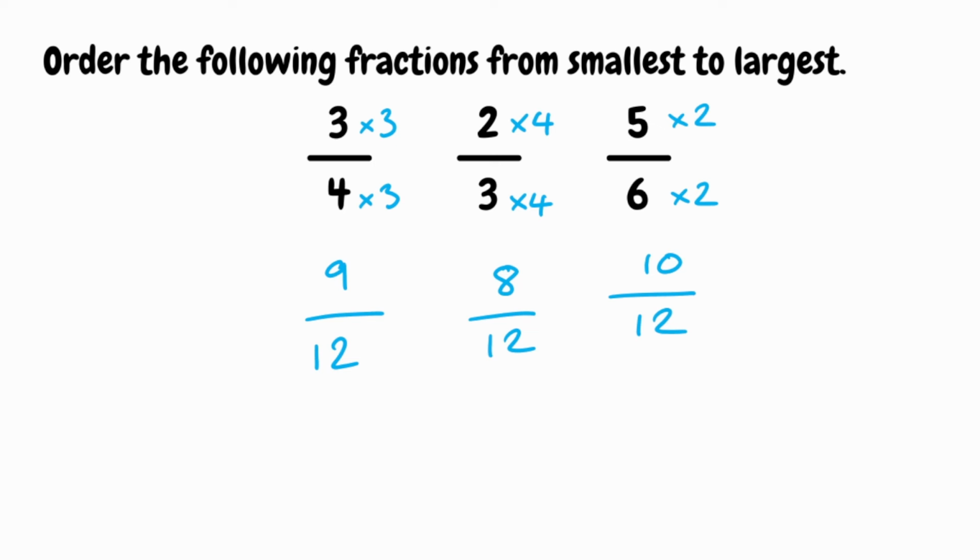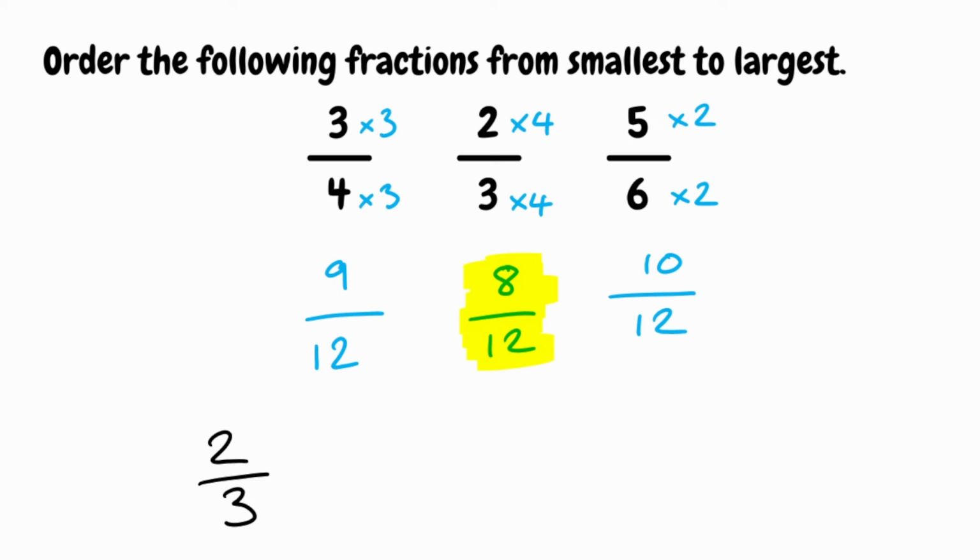So we've got 3 equivalent fractions now. And because they're all over 12, they're a lot easier to order. So we need to order these from smallest to largest. Our smallest fraction of the ones we've just converted would be 8/12. So that would be the first one, but we need to make sure we use the fraction that we were given in the question. So the smallest fraction would actually be 2/3.